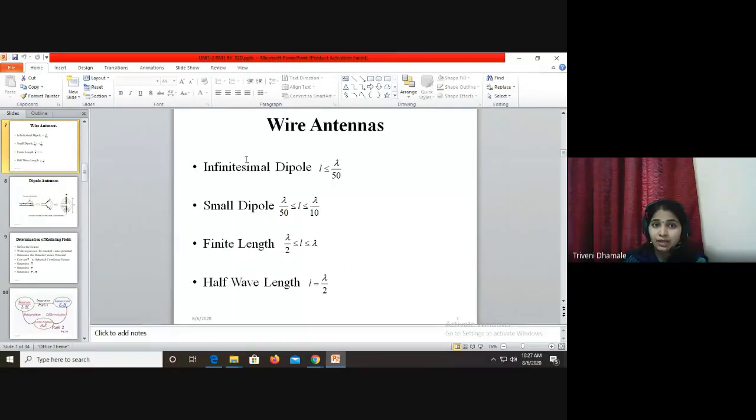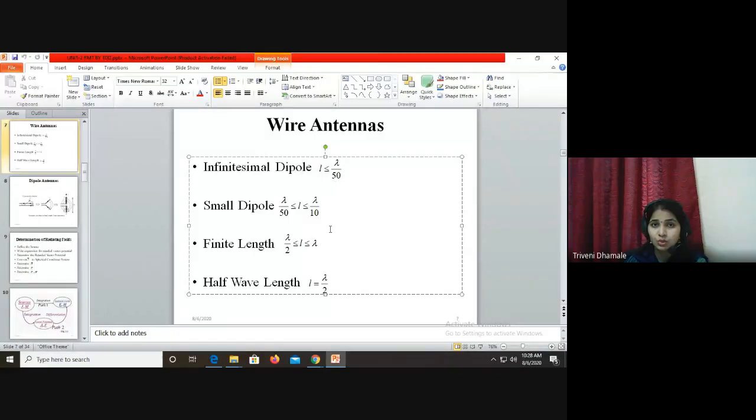Now as per the wire antennas, suppose we have taken a small length of wire that is very small, so the name is infinitesimal dipole. Its length is less than or equal to lambda by 50. Whatever the wavelength is, according to the frequency at which you are operating your antenna, lambda is equal to C by F. Depending on that lambda, your length is decided. So for the infinitesimal dipole, your length is less than or equal to lambda by 50.